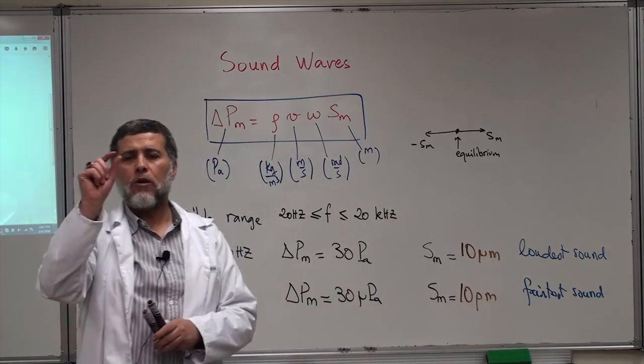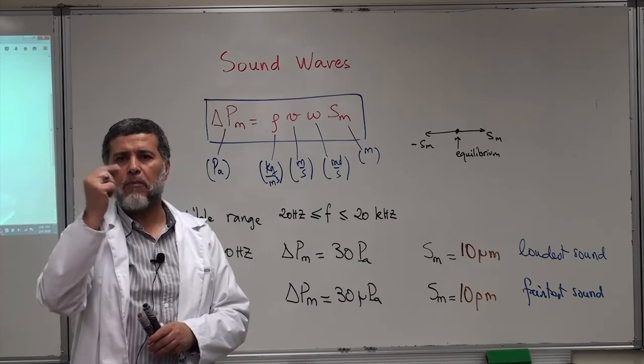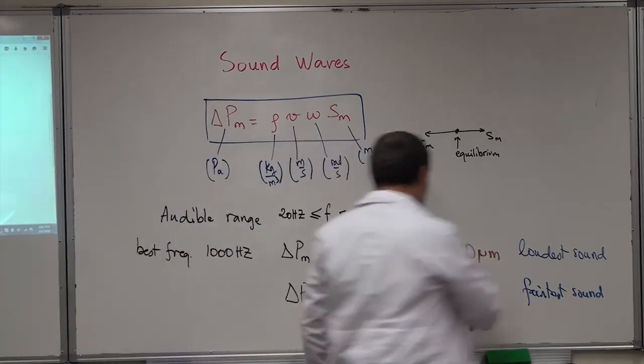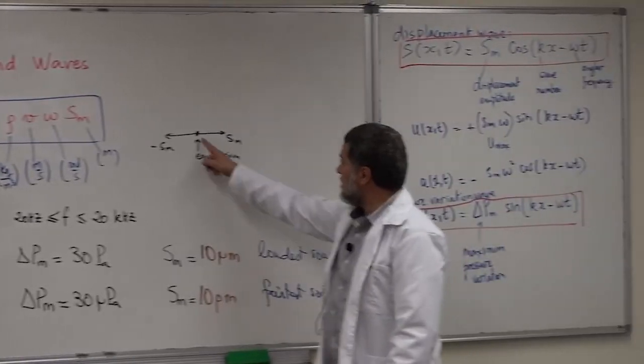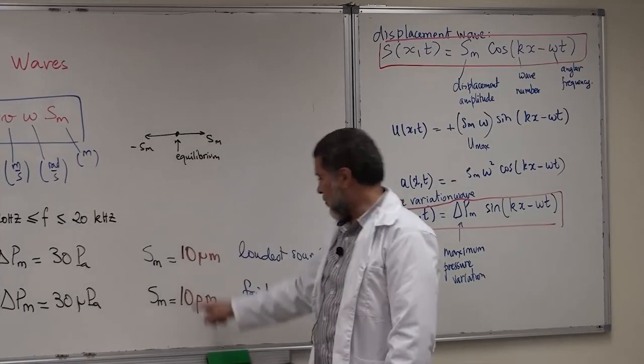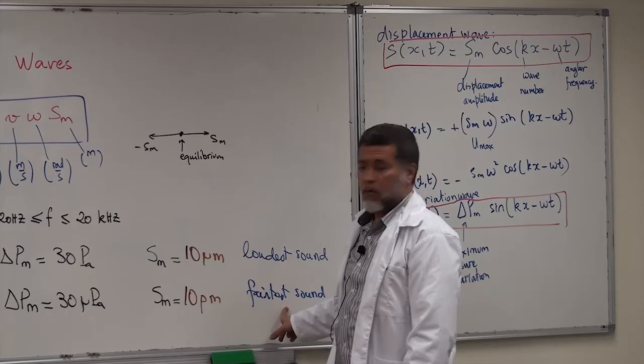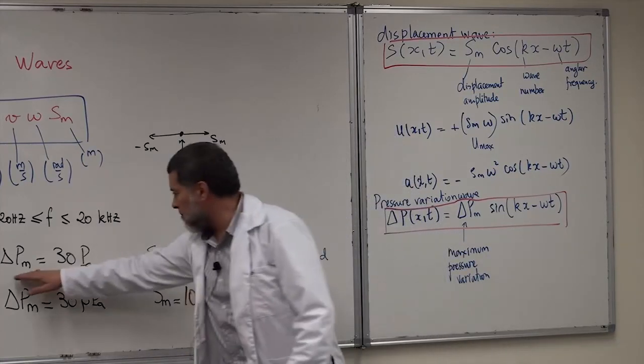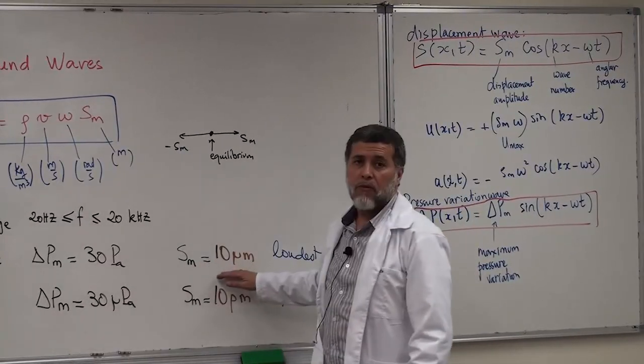Imagine how small the displacement of this particle is. You cannot see this displacement. That's 10 picometer. This distance here is 10 picometer for the faintest sound. That's the loudest sound, and this is the faintest sound. That's delta PM, and that's the SM for these cases.